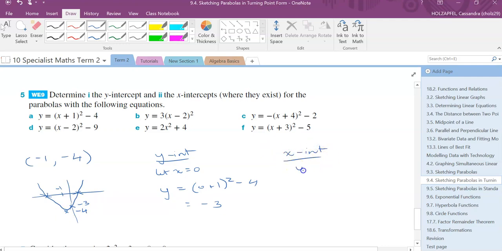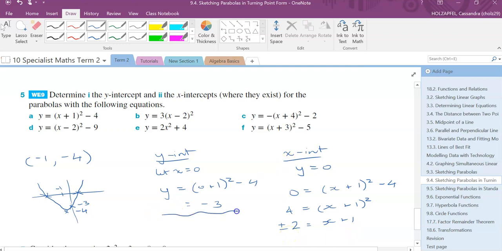So the x-intercept is when y is equal to 0. So 0 is equal to x plus 1 squared minus 4. I'm going to take the 4 over the other side. And then the next step I'm going to do is open up those brackets by taking the square root. Now, when I take the square root, it could be the positive or negative square root of this, because positive 2 squared is 4 and negative 2 squared is also 4. So I'm not sure which one it is, so I'll put both. And that's going to be equal to x plus 1. Then I'm going to subtract 1 from both sides.